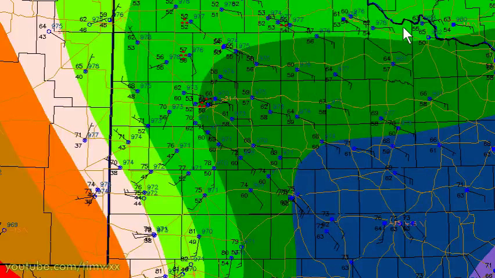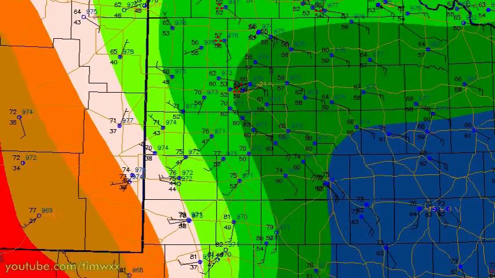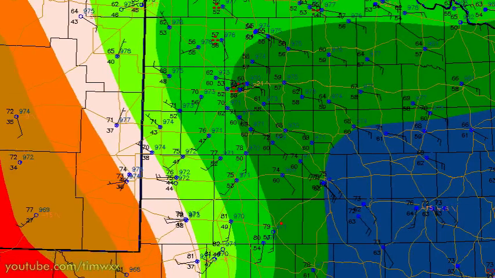Okay, so let's check out some of the other information here. I can see the dry line coming up from the western counties here. Let me just do a quick analysis, and I'll try to figure out where everything is.